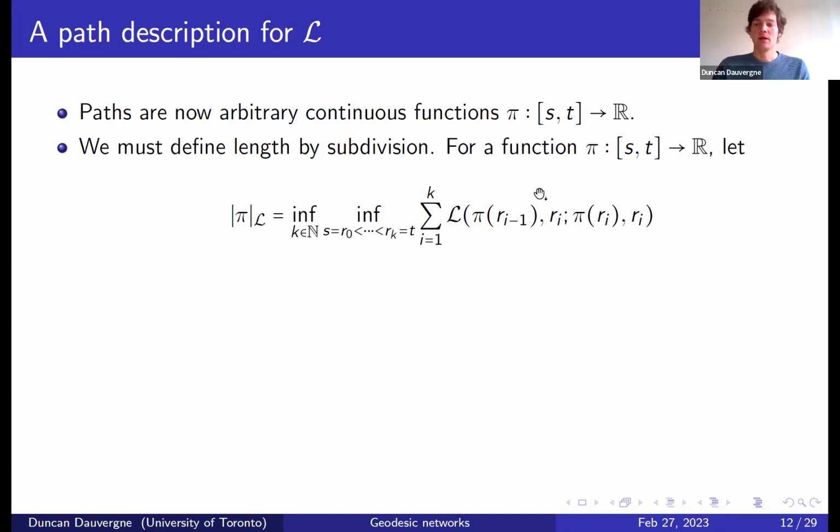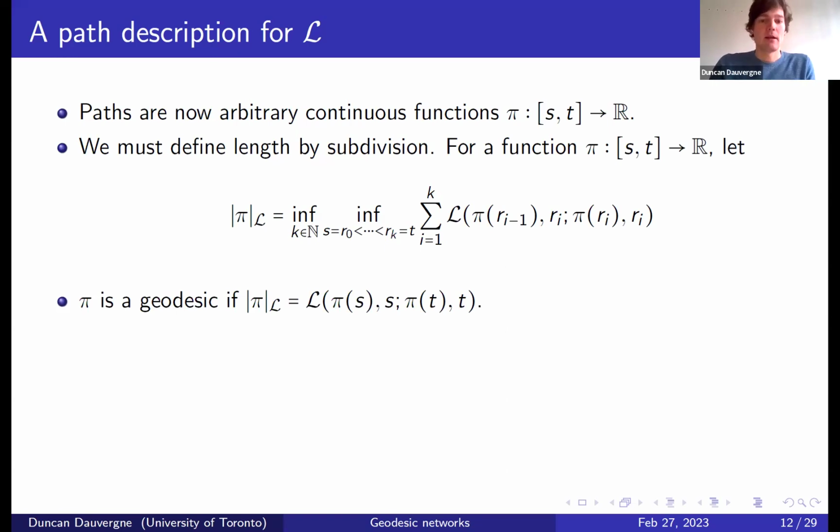Paths are just like they were in Poisson last passage percolation: functions from t to R, and I define path length by subdivision in this natural way. In the scaling limit, of course, you lose the one-Lipschitz constraint, so now we can assign lengths to arbitrary continuous functions. And we say that a path is a geodesic if its length is just the distance between its endpoints.